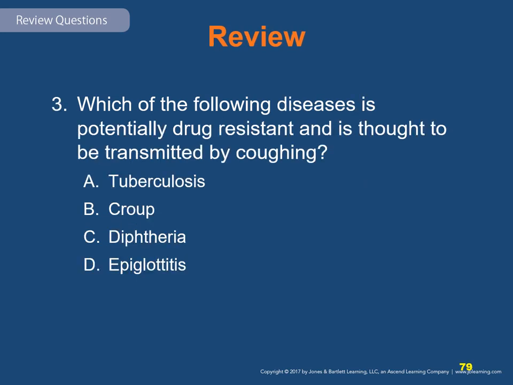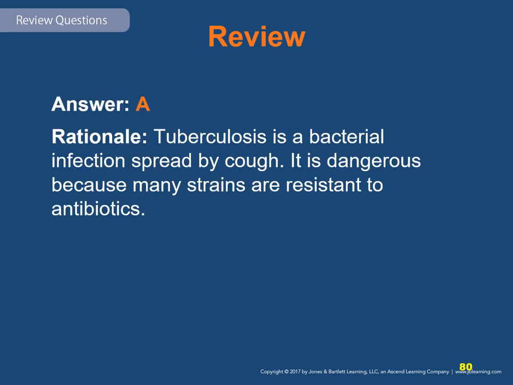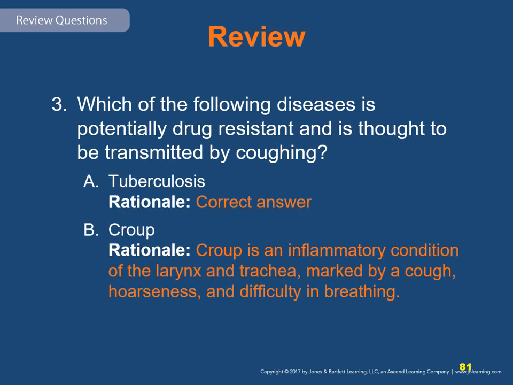Review question 3. Which of the following diseases is potentially drug resistant and is thought to be transmitted by coughing? A. Tuberculosis, B. Croup, C. Diphtheria, D. Epiglottitis. The correct answer is A. Tuberculosis is a bacterial infection spread by cough. It is dangerous because many strains are resistant to antibiotics. Tuberculosis is the correct answer.